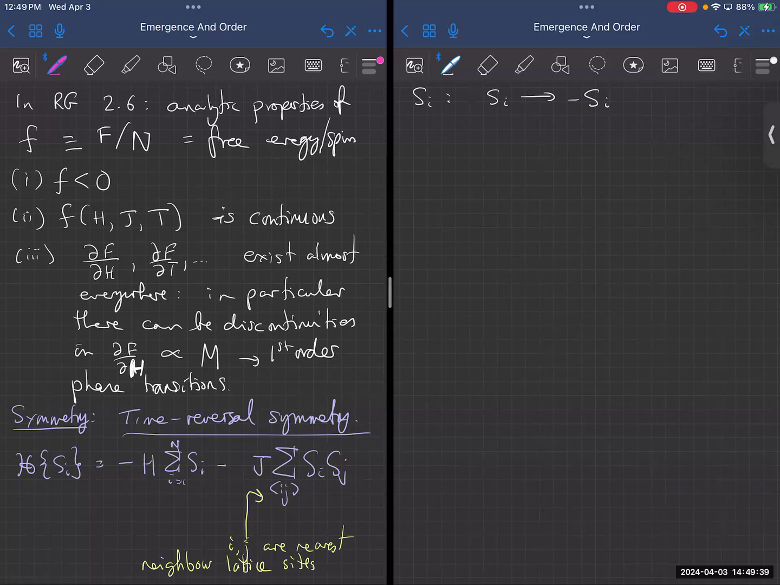So under the combination of two transformations, spin goes to minus spin and external field h goes to minus h, the Hamiltonian is invariant. So the Hamiltonian as a function of h and all these spins is invariant if I reverse the sign of h and I reverse the sign of all of the spins. That is a symmetry of the Hamiltonian.